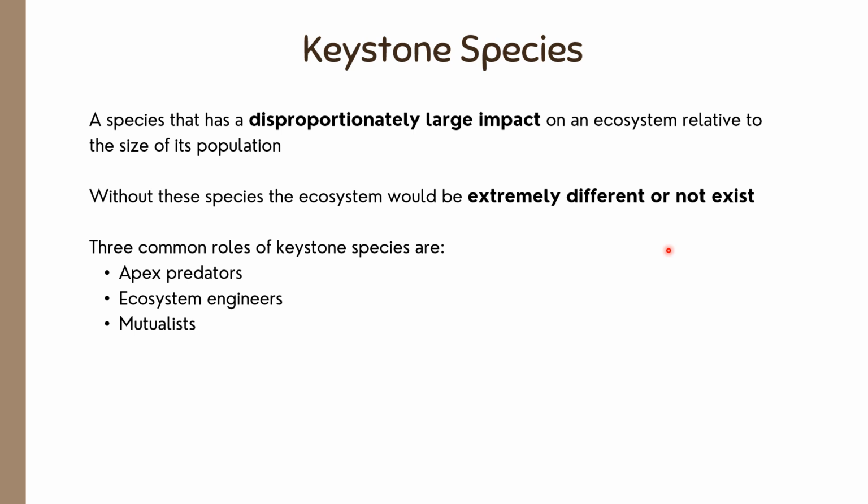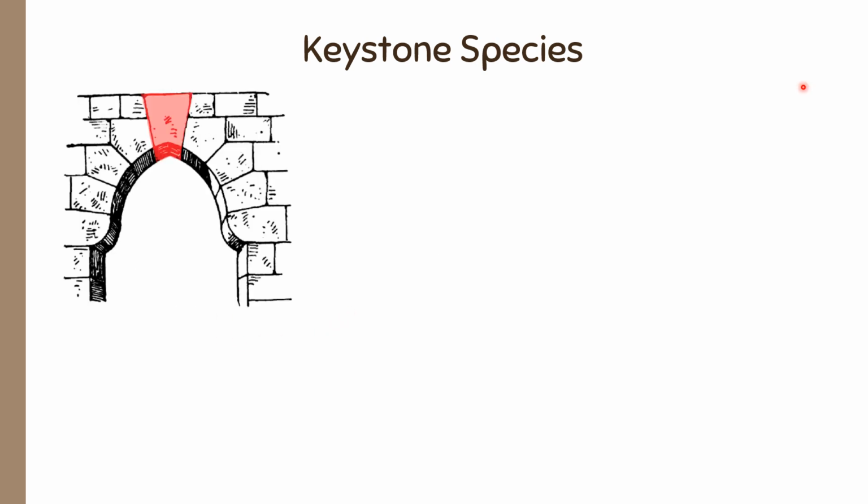There are three common roles of keystone species that I want you to know. So we have apex predators, ecosystem engineers, and mutualists. So just some background on what we mean by keystone.